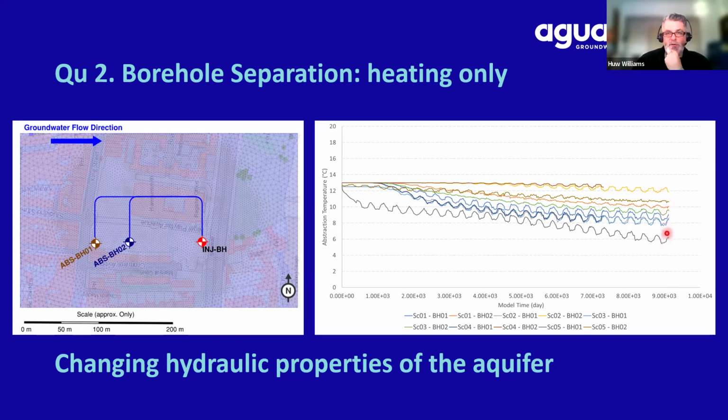In the worst case scenario, we begin to have abstraction temperatures approaching 6 degrees C, but in the best case scenario, well, we hardly have any thermal impact at all. We have perhaps half a degree. So how far apart do my boreholes have to be?